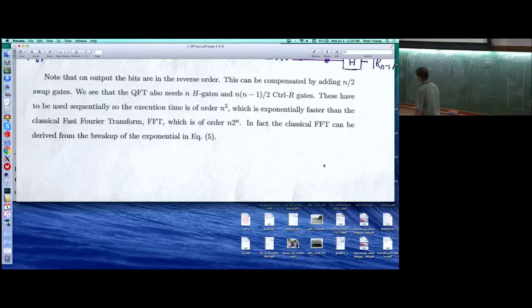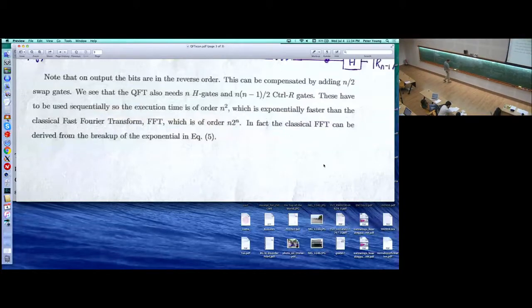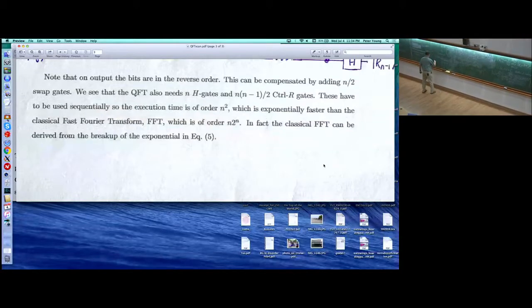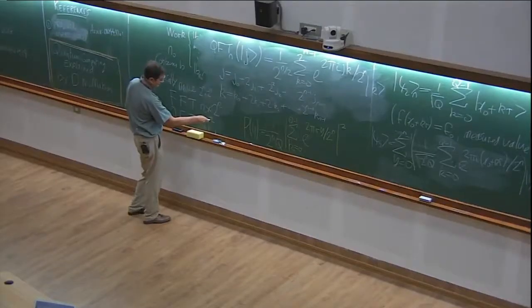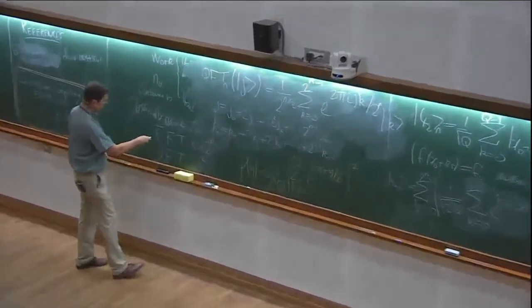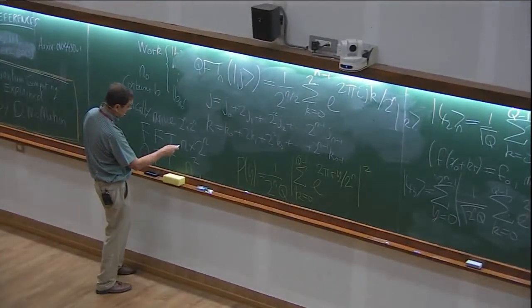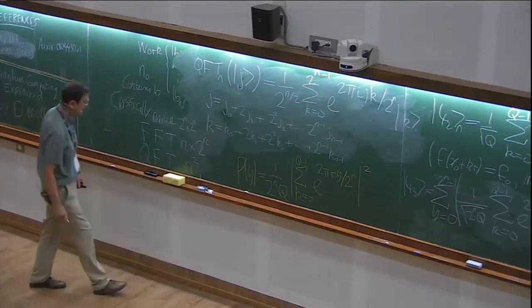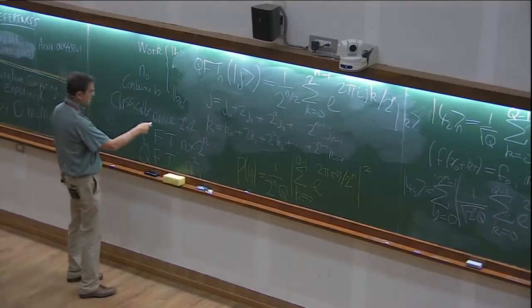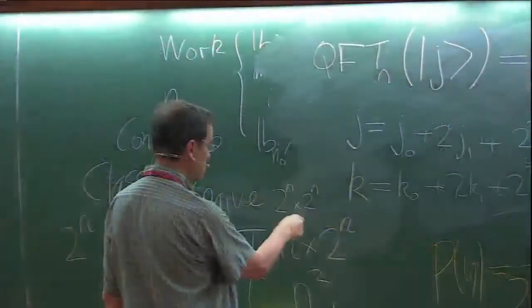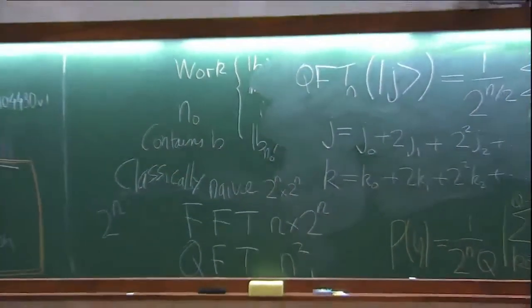So this is the super fast quantum Fourier transform. It's a Fourier transform of the basis states. And if we have 2 to the n terms, it acts in a time of order n squared, which is exponentially faster than a fast Fourier transform classically, which is n times 2 to the n, which in turn is exponentially faster than a naive Fourier transform, which is 2 to the n times 2 to the n.